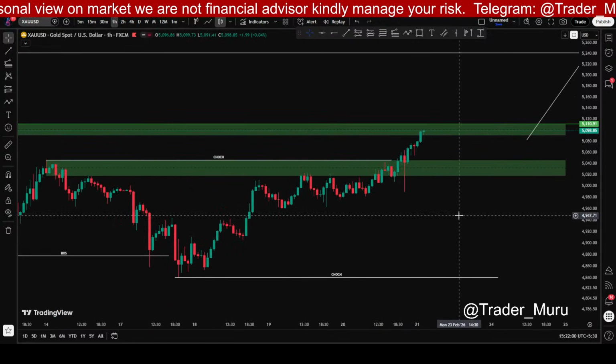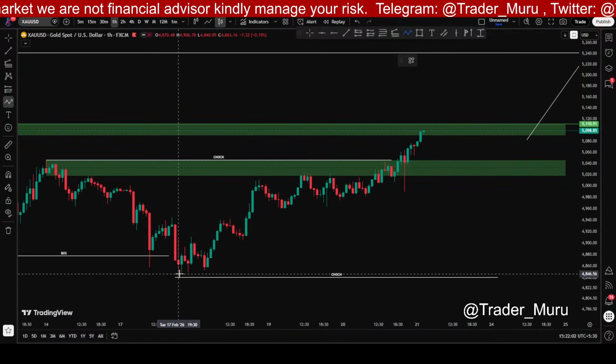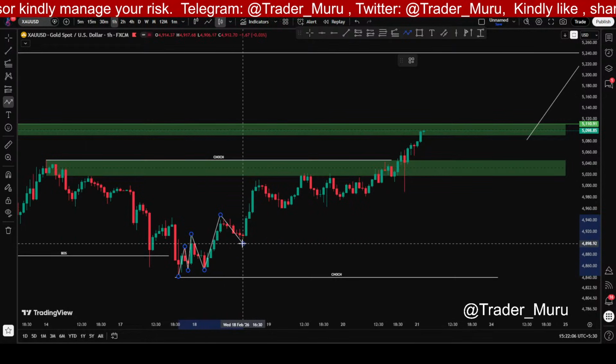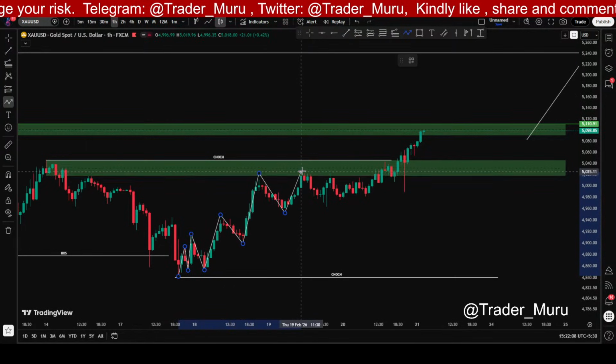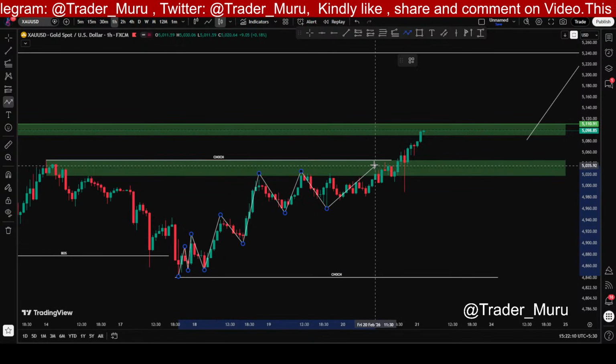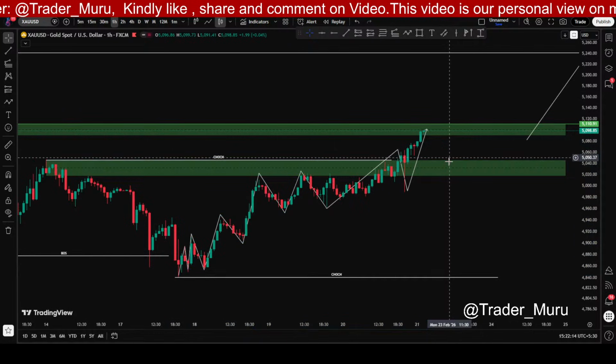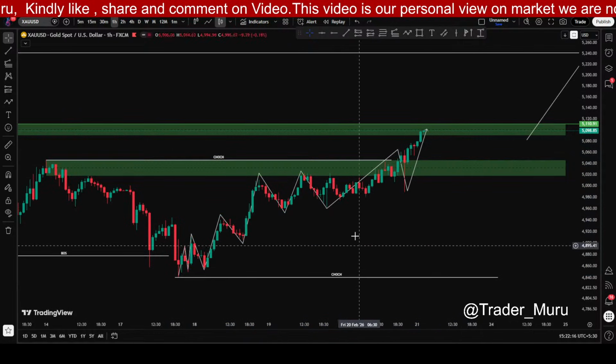And just look at this. Price is continuously making higher highs and higher lows. How can we short here? Look at this. Not a single lower low. See? You can't short this one.